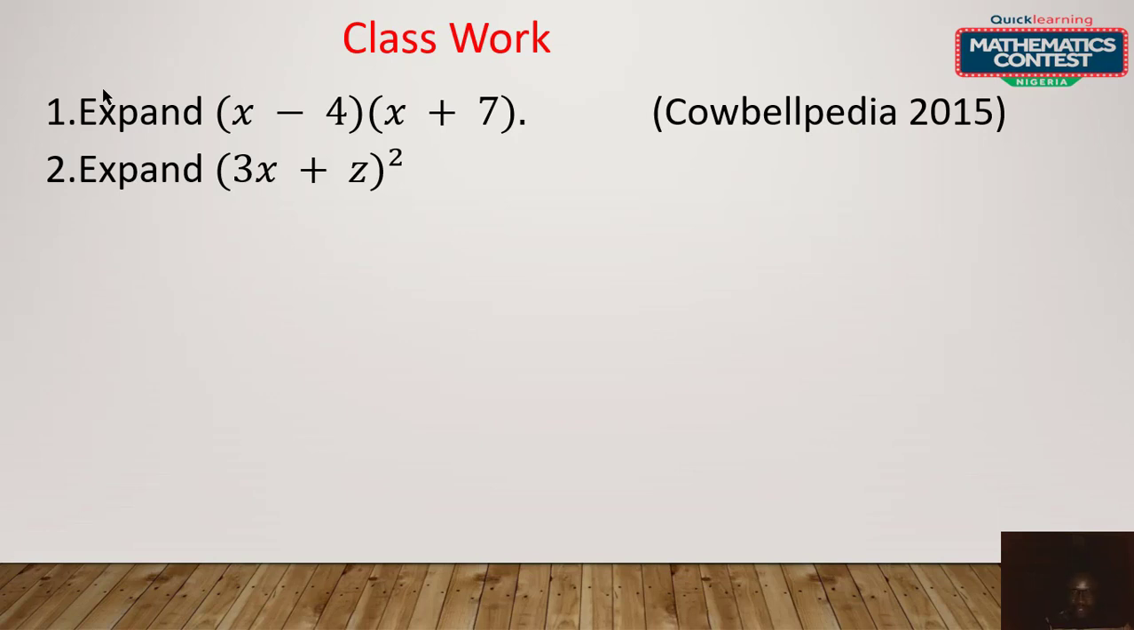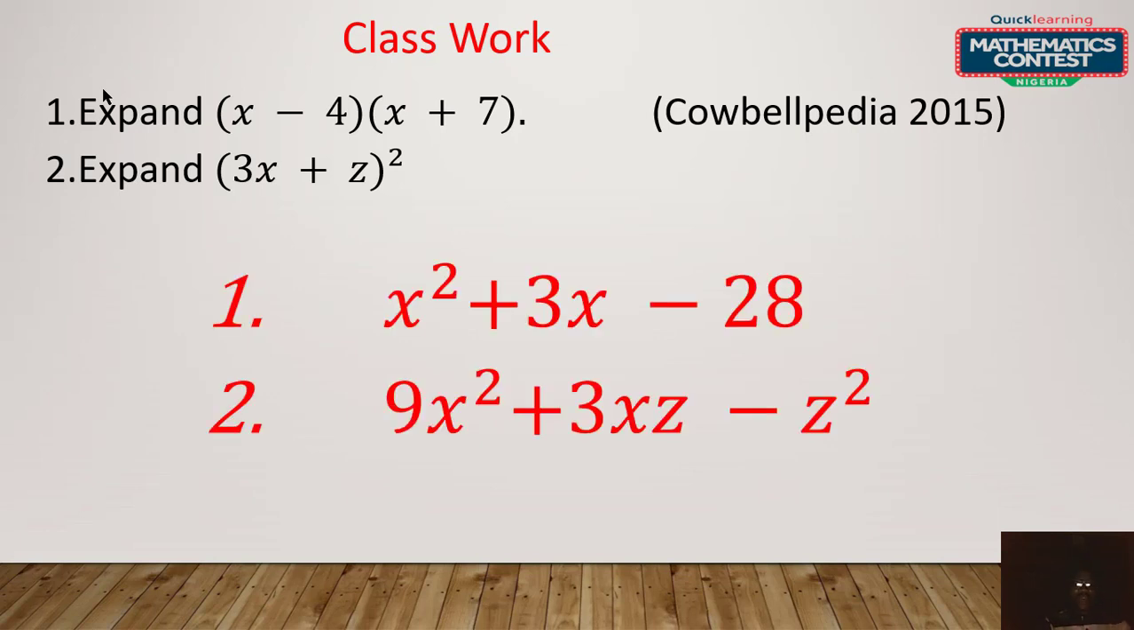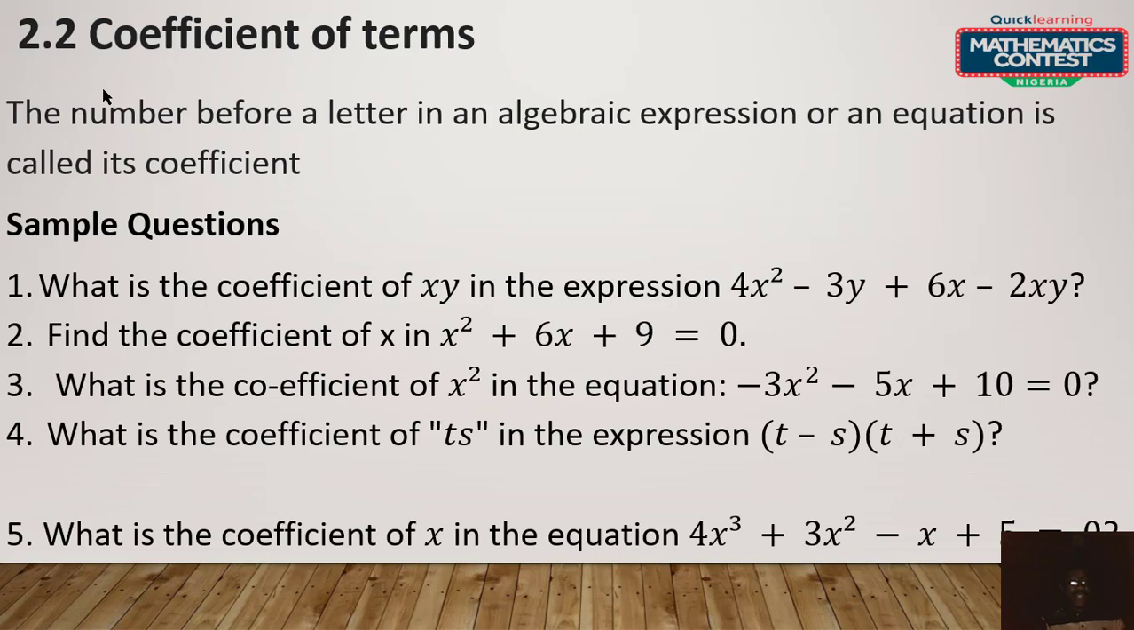Okay, to just save time, the answer will be x squared plus 3x minus 28. And the second one will be 9x squared plus 3xz minus z squared. So let's come to the next term, which is actually coefficients of m. Now, coefficient just means the number before a letter in an algebraic expression or an equation is called its coefficients.